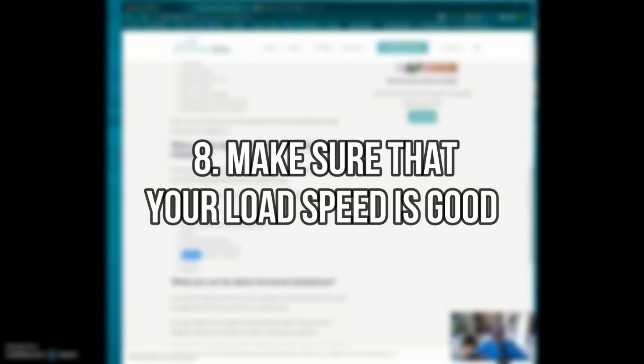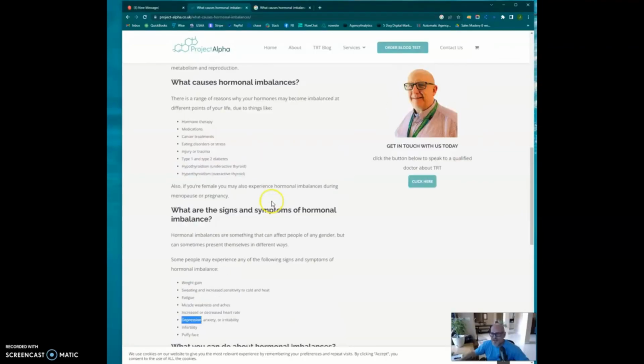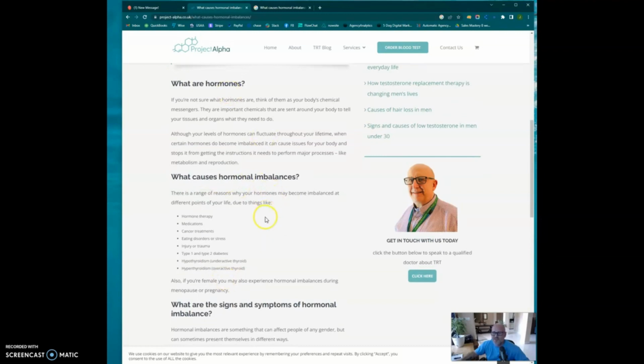You also want to make sure that your load speed is good. If it's not, look at the image that you used and make sure it's compressed properly. There was one I used, tiny JPEG or tiny URL, something like that, it's pretty good. There are several free ones out there. Pick one that you like and just compress your image so that it doesn't bog down your load speed.